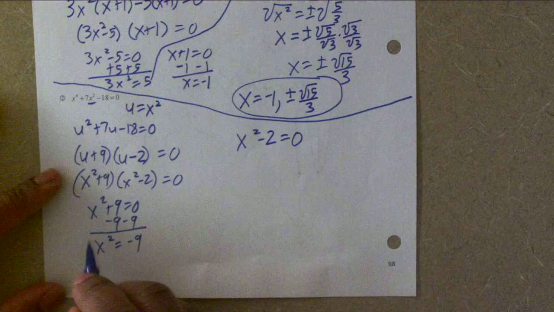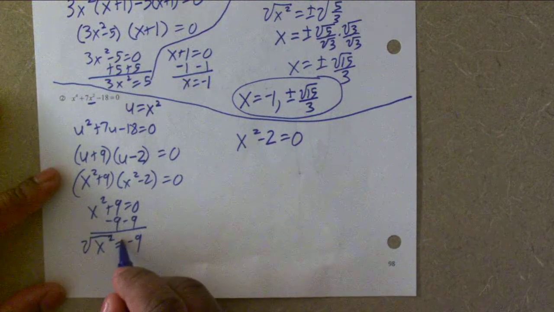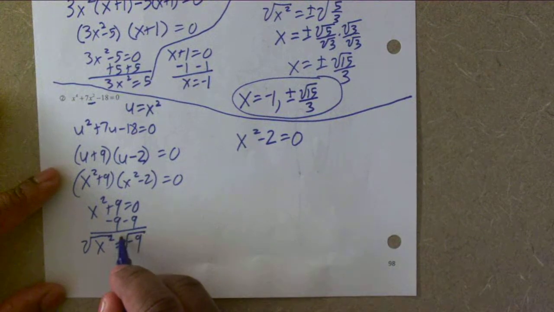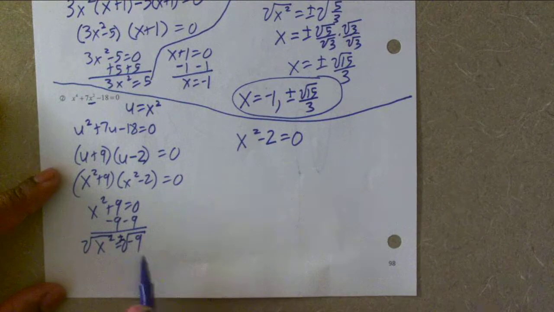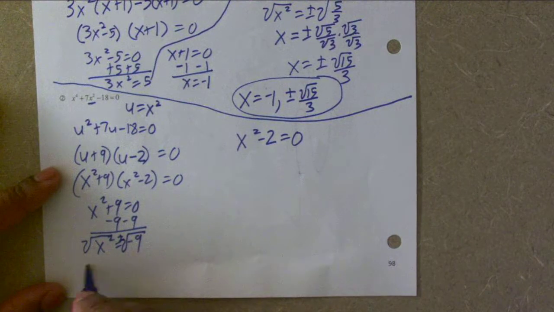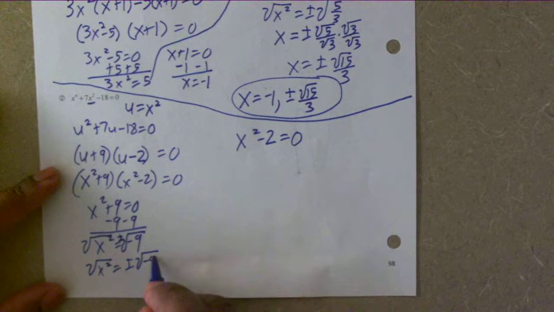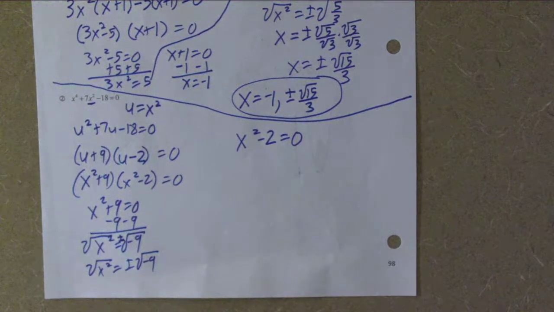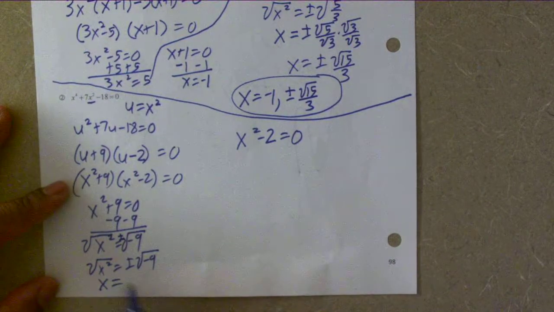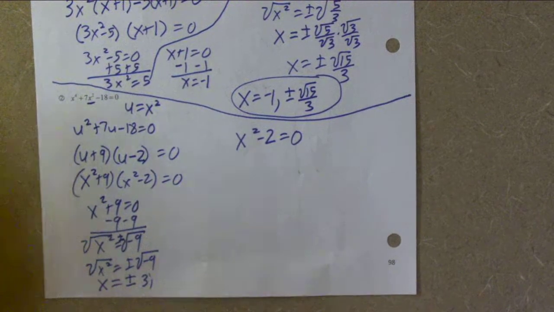Now we would take the square root of both sides, the square root of x squared, and the positive and negative of the square root of negative 9. Let me write that down here. Square root of x squared equals positive or negative square root of negative 9. So the square root of x squared is x. The positive negative square root of negative 9 will give you plus or minus 3i.